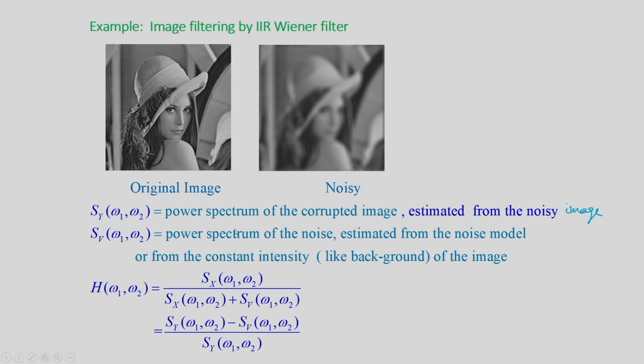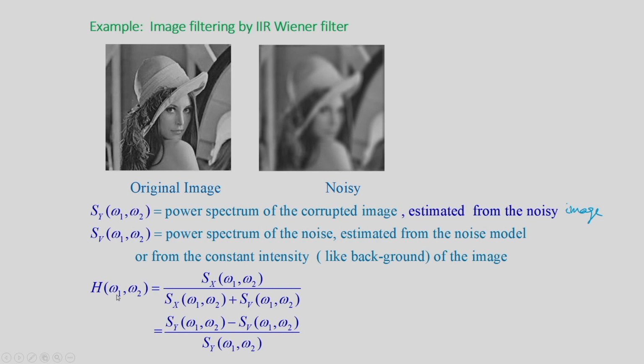But what is available for us is Sy omega 1 omega 2, that is the power spectrum of the observed data, which is usually estimated. This part we can write as Sy omega 1 omega 2 minus Sv omega 1 omega 2, divided by the power spectrum of the observed noisy data. So, that way we can determine the transfer function H omega 1 omega 2 by this relationship.